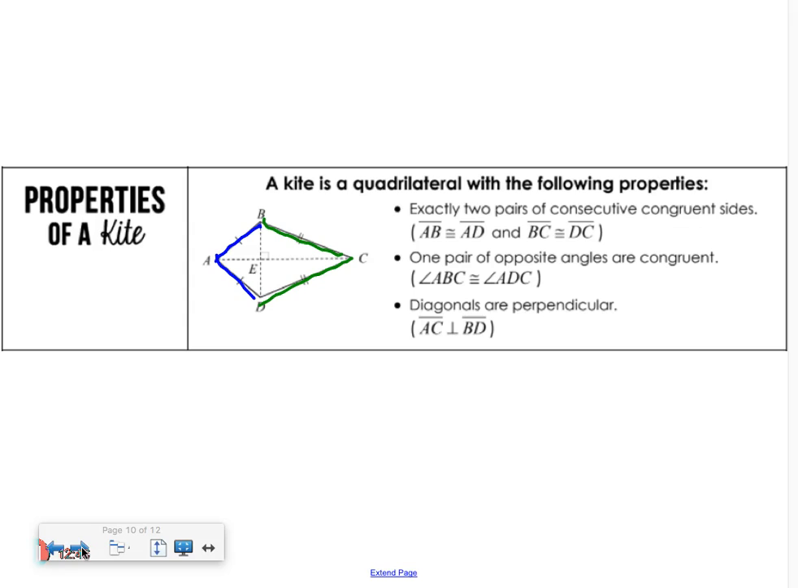1 pair of opposite angles are congruent. So do you guys see where the 2 congruent sides meet? Yeah. So this is where they meet here, and this is where they meet here. Angle B and D are congruent. Those are your 2 congruent angles in a kite. Why is that true? Does anyone know?